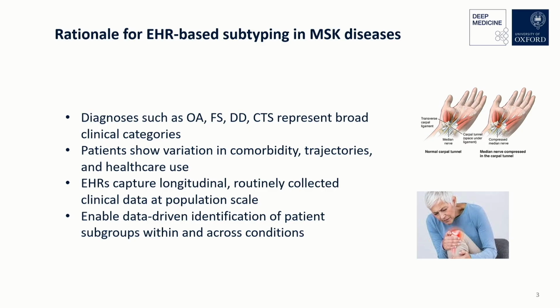for musculoskeletal disease. The disease diagnosis labels such as OA or frozen shoulder only represent broad clinical categories, but even when patients have the same disease, they show a lot of heterogeneity in terms of comorbidity, disease trajectory, and healthcare, which play important roles. We don't know how these can be shown if we only look at the disease label itself.